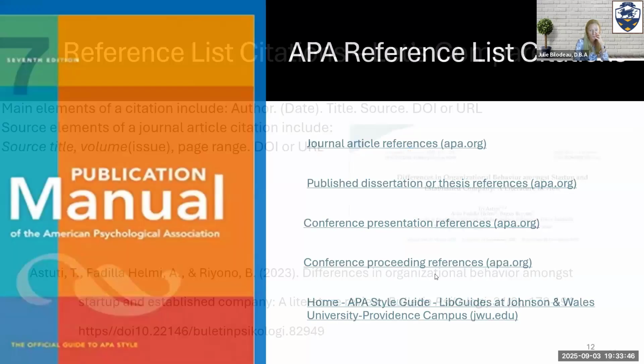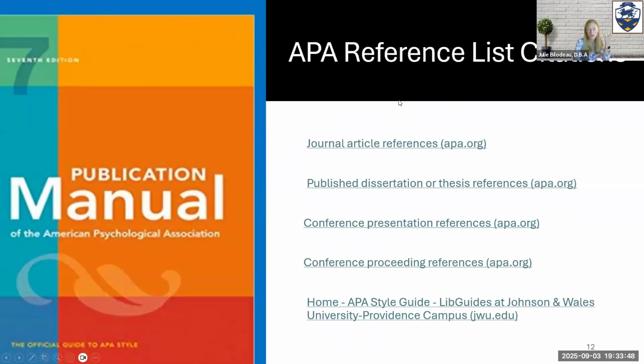All right, so here are some more sources for reference list citations. So journal article references, which is what I had on the previous slide. If you have a dissertation that you're referencing, conference presentation, et cetera, these are some of the popular ones. I will tell you, your focus for our course should be journal article references, right? That's what you should be looking at.